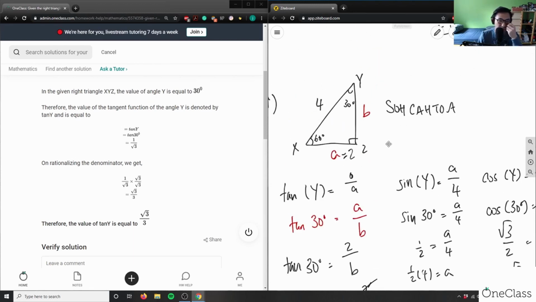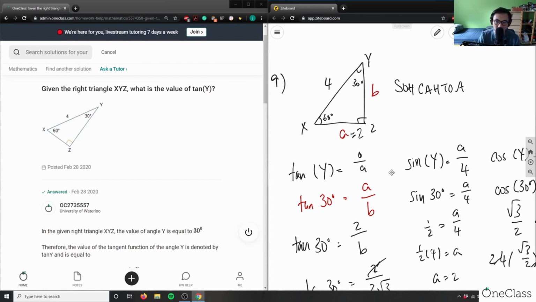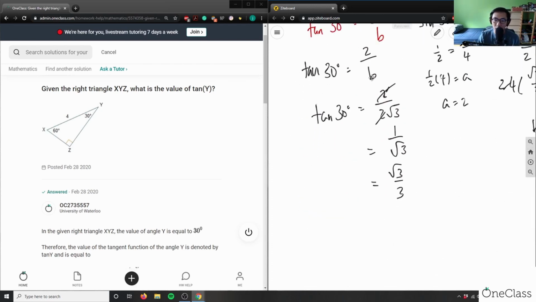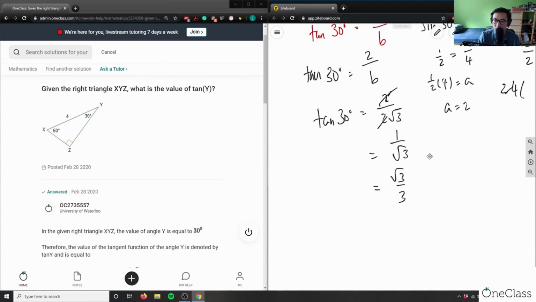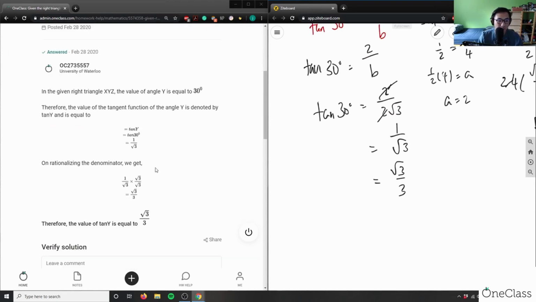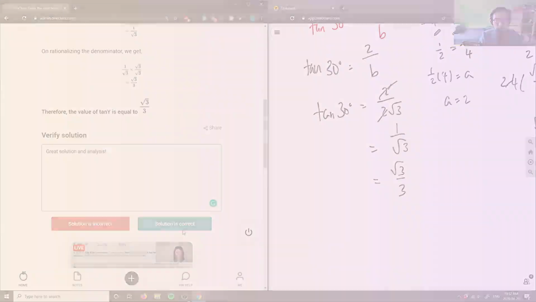I just didn't know what the question was asking. I thought the question was asking for the side lengths in order to solve for my trigonometric ratio, so I actually did more work in the solution than needed. But therefore, tangent 30 equals root 3 over 3. That's my answer here, so this is my correct solution. Root 3 over 3 is correct. Solution and analysis. Sweet.